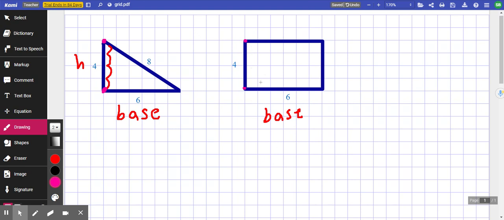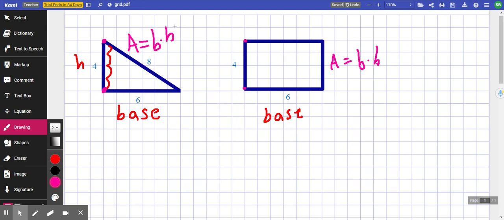Well, if I counted all the squares in here, I'd get 24, because in order to find the area of a rectangle, I can just do base times height. But for a triangle, if I do the same thing of base times height, I would get 24, but it's obvious that there are fewer squares in this area than in this entire rectangular area. And in fact, there are half.